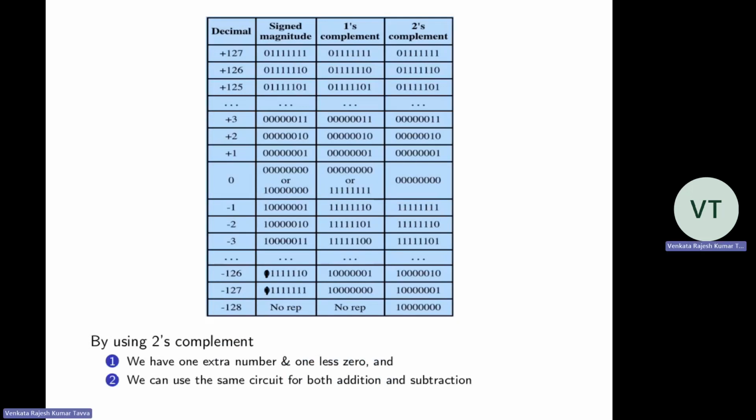The second thing, the main thing, is we can use the same circuit for both addition and subtraction. We don't need a separate circuit for addition and a separate circuit for subtraction. Because in this case, we are using one kind of operation and two kinds of numbers, positive and negative numbers, but the operation is only addition. But in other cases, we need to use two kinds of numbers and two kinds of operations, positive and negative numbers, as well as addition and subtraction. Okay, so that is the difference.